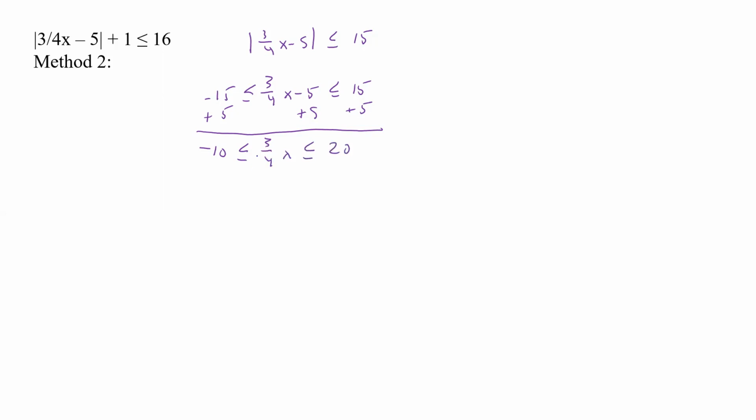Now how do I get rid of this? Well, I have to multiply by 4/3, and so I have to do that on all three parts again. And so 4/3 times that, that's going to give me a negative 40 over 3 less than or equal to x less than or equal to 80 over 3. And this automatically gives me my interval we just found, negative 40 over 3 and 80 over 3.